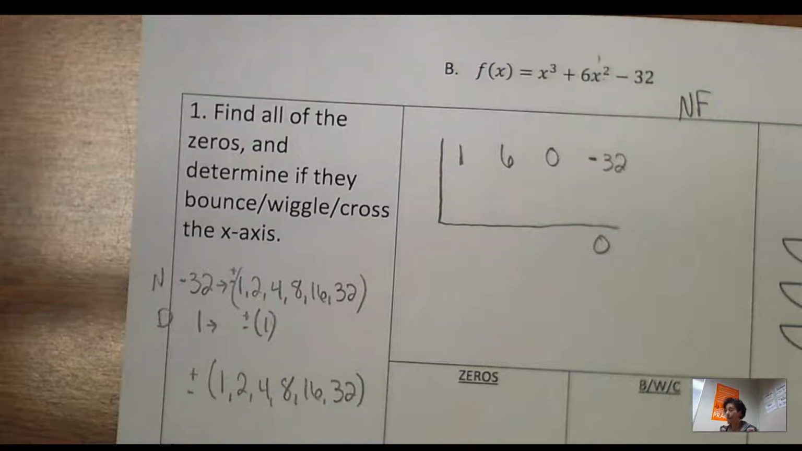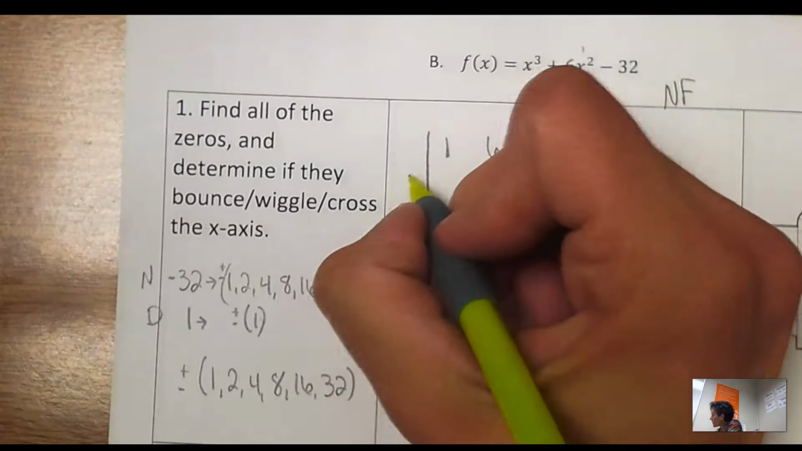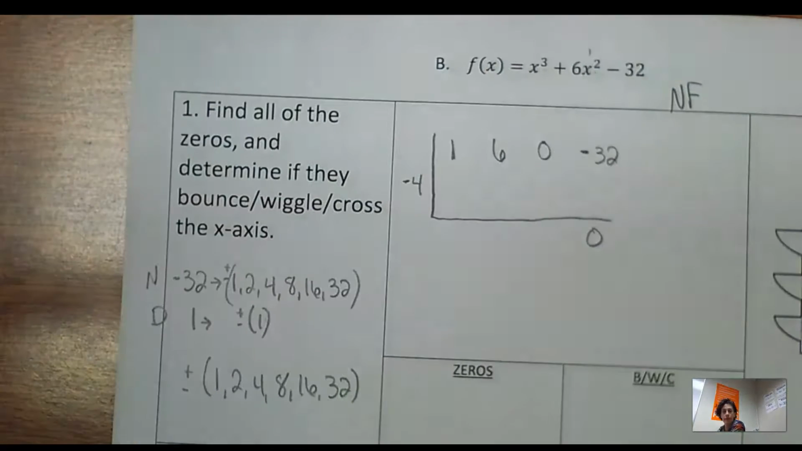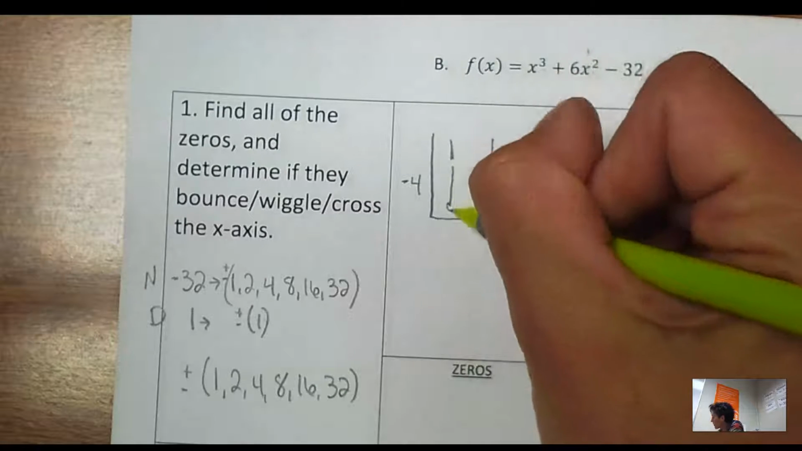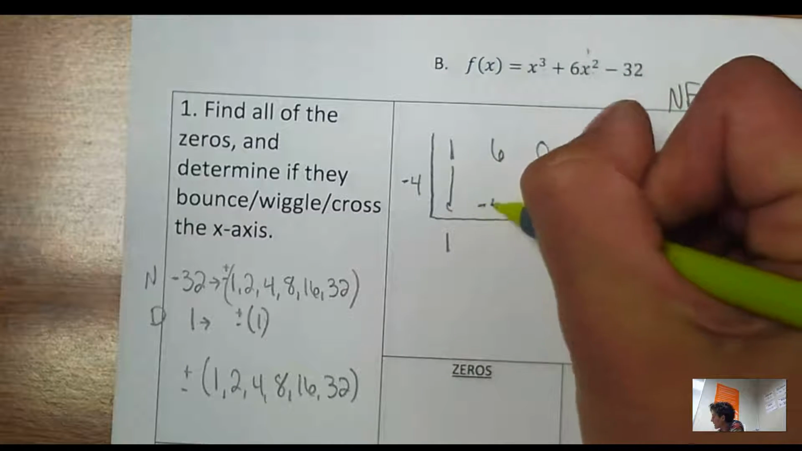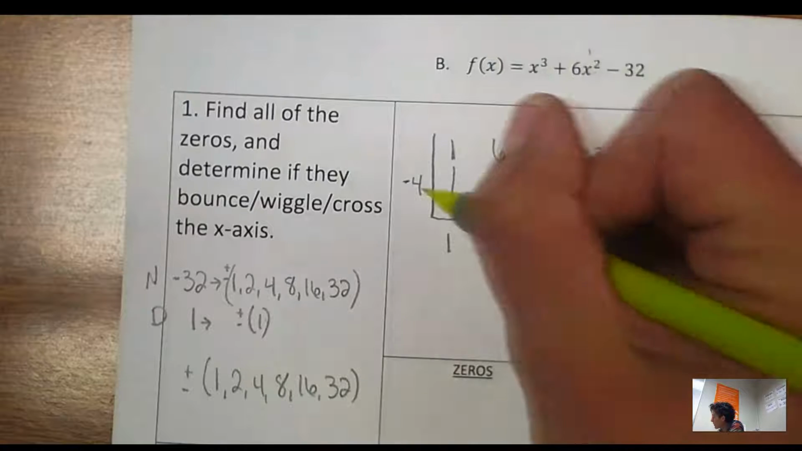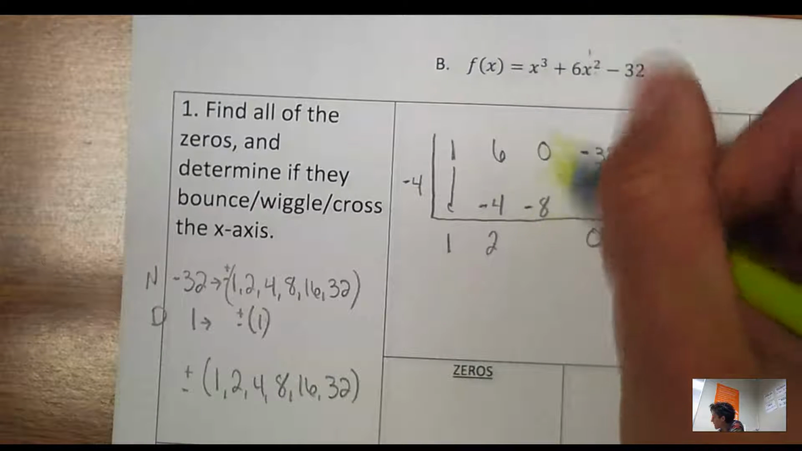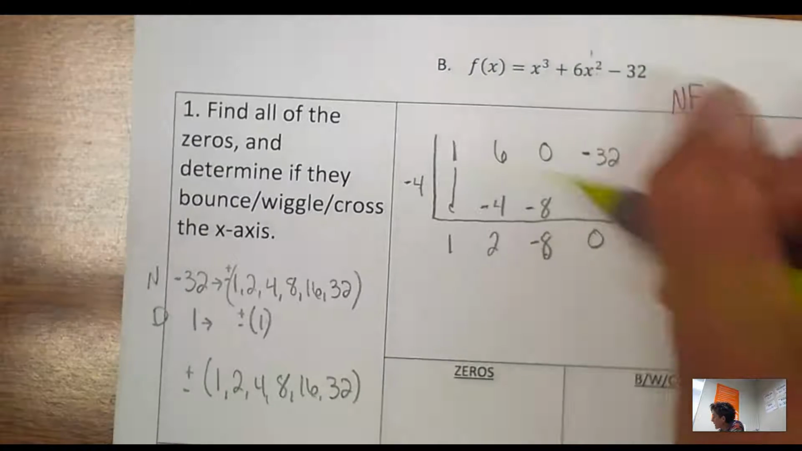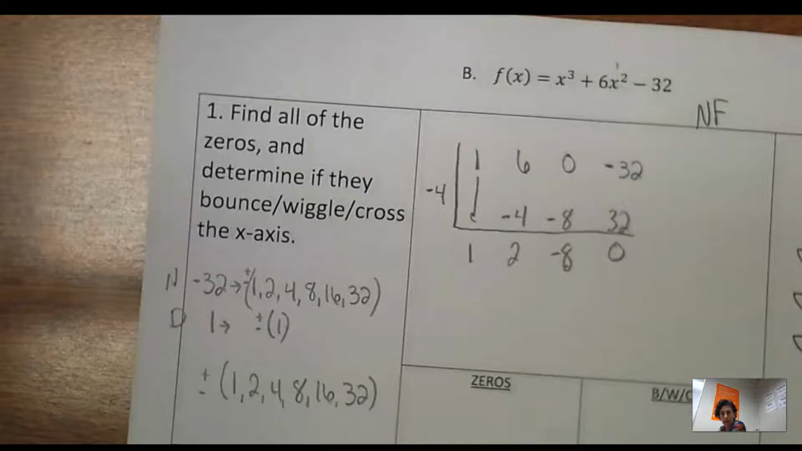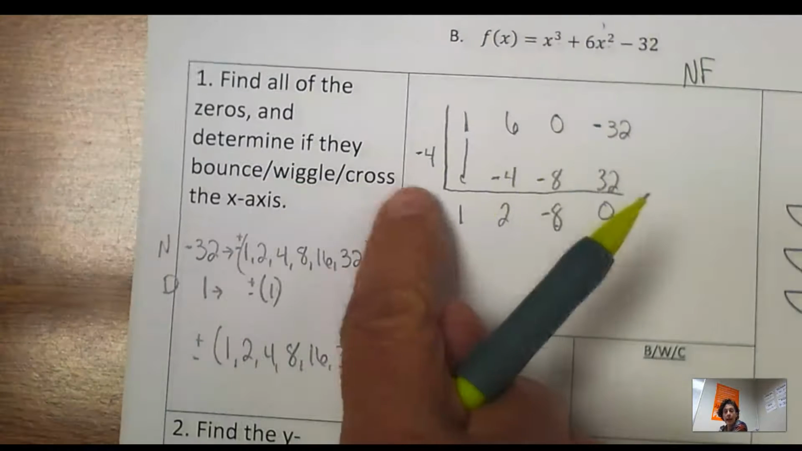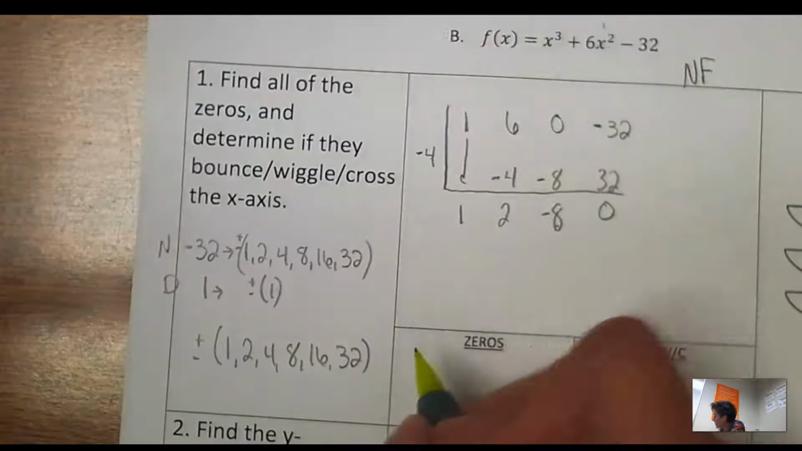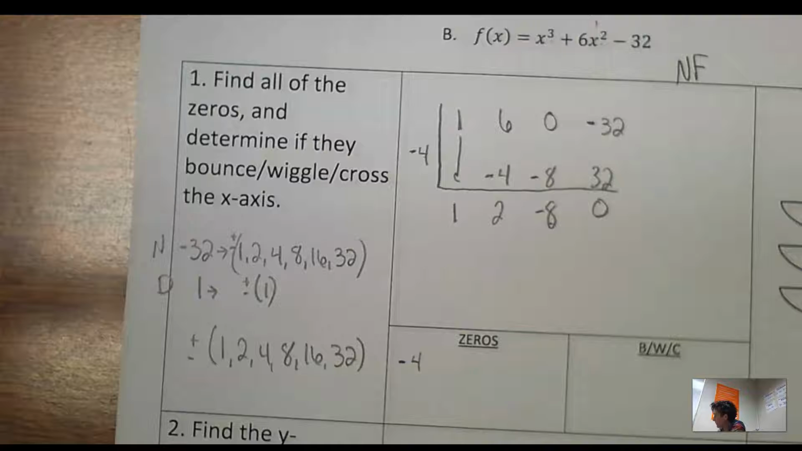So I've already done this, I already know which one's going to work, and a number that's going to work is -4. So I'm going to start and bring the 1 down, start multiplying. I'm going to add these up, multiply again, add these up, multiply again, and sure enough, I get 0. So that means I have one of my zeros, -4.